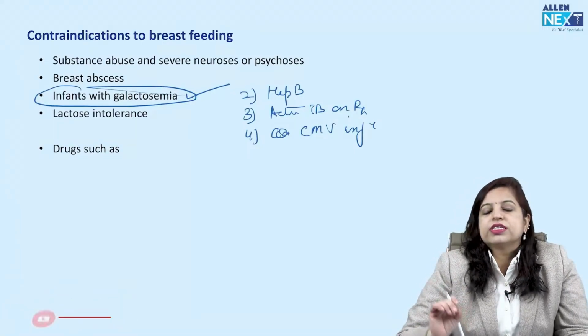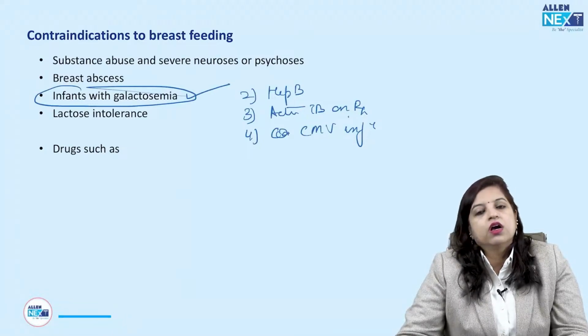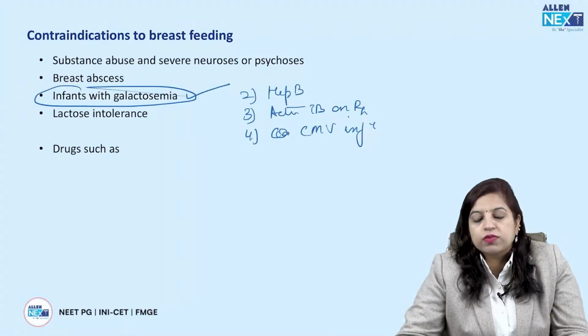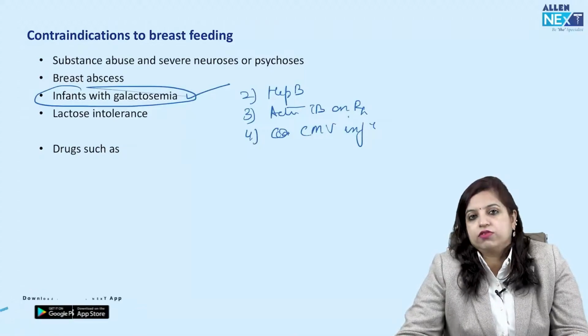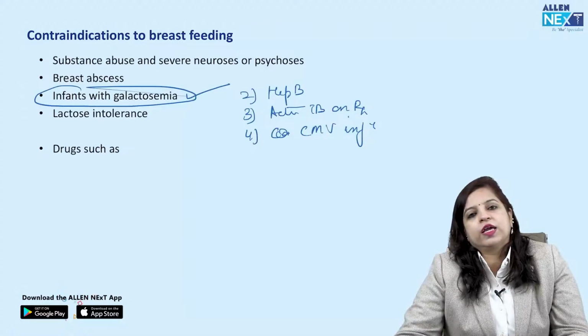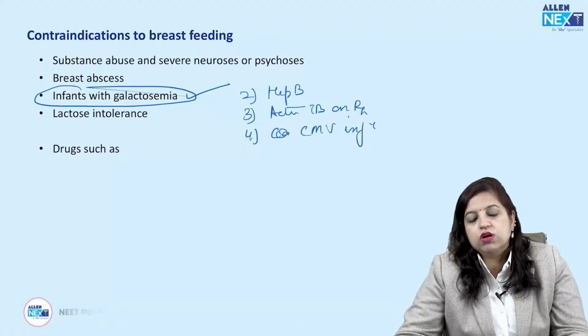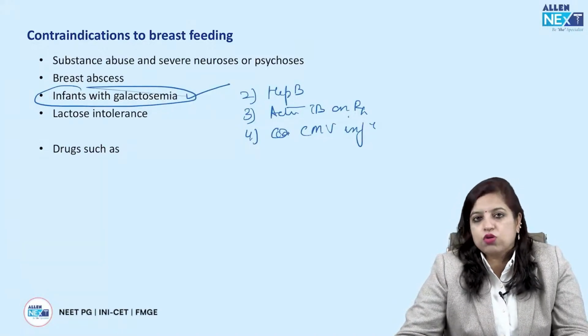Another thing that should be clear is active tuberculosis, a mother with active tuberculosis but on treatment. Again, breastfeeding is not to be stopped at all if the mother is taking treatment. Of course, if she's an open case of tuberculosis and not taking treatment at all, then definitely one has to reconsider whether to give breastfeeding or not. But definitely on treatment, there's no contraindication.